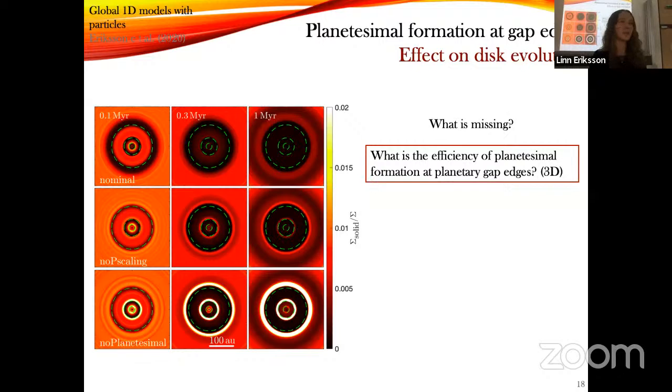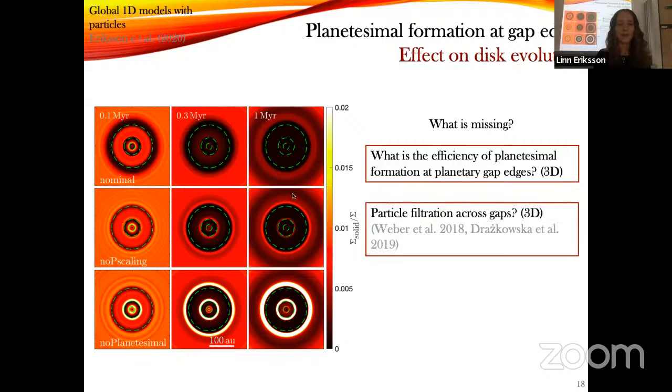And since I'm anyway talking about what is missing, what are the uncertainties here, I wanted to mention two other things which one would need to improve on in order to make these simulations even more like reality. The first thing is particle filtration across gaps, because this is something that people have studied a lot in 1D and 2D. Here are some examples of this with very different results, depending on the studies. But no one has really looked at this properly in 3D with a planet. So this is something that we would need to look into.